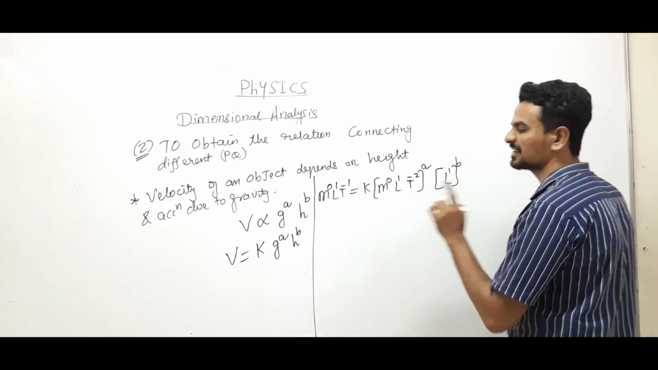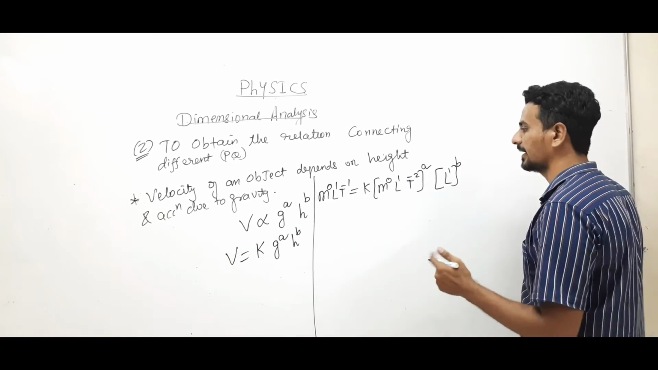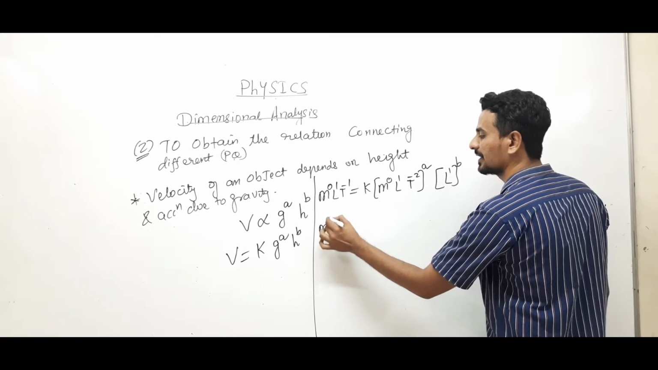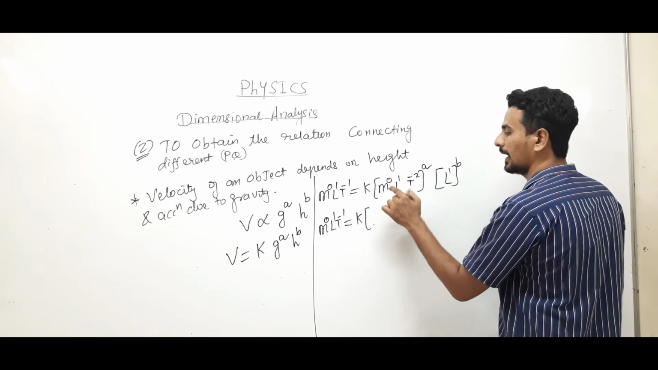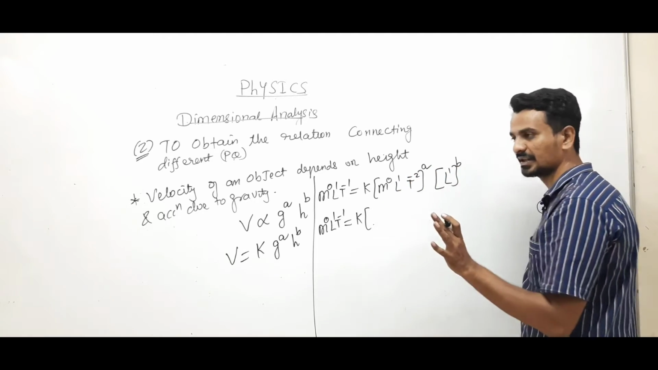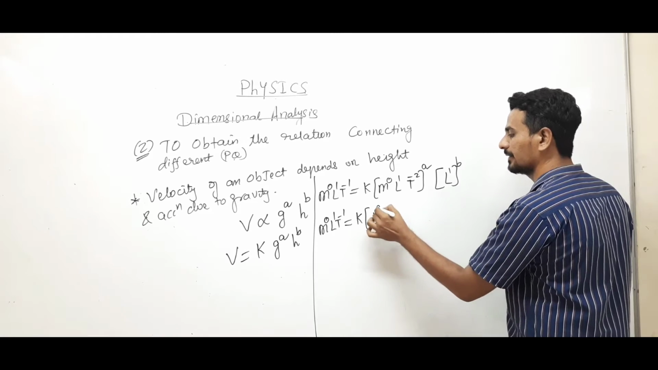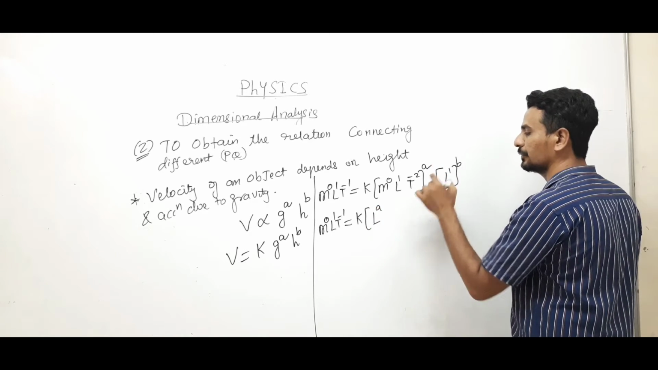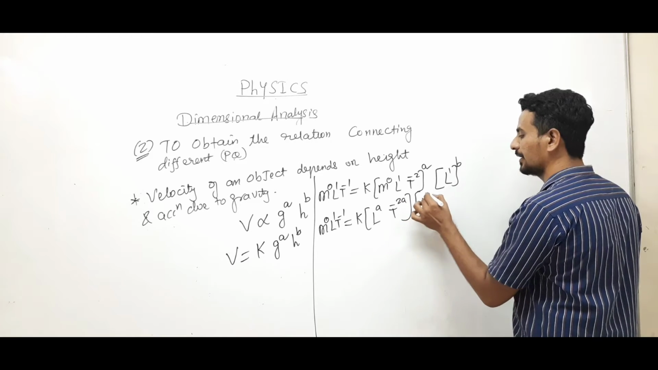Clear? We have written the dimensional formula for both the physical quantities given on the left hand side and right hand side. So this will be M^0 L^1 T^-1 equals k, M raised to 0 into a, 0. L raised to 1 into a, L raised to a. T raised to minus 2 into a, minus 2a. L raised to 1 into b, L raised to b.